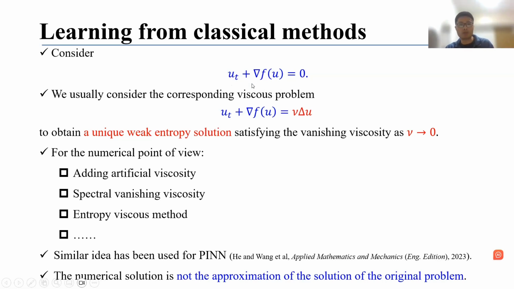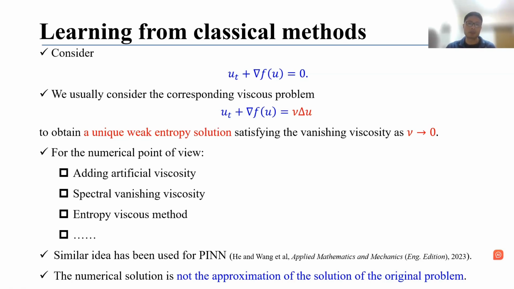From the mathematical point of view, how do people obtain a unique solution? From the point of view of analysis, we add some viscosity, and when you let the viscosity mu go to zero, the solution you obtain is unique. When you add the viscosity, you can get a unique solution, and as mu goes to zero, you get a unique weak entropy solution. This is the solution satisfying the entropy condition, and this is the physical solution. This is from the continuum point of view.